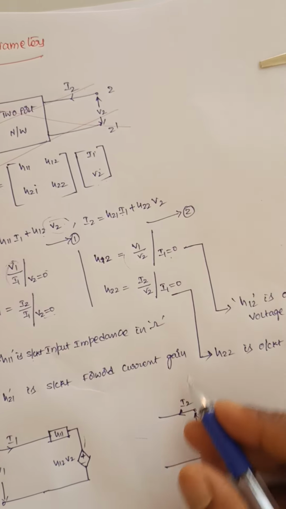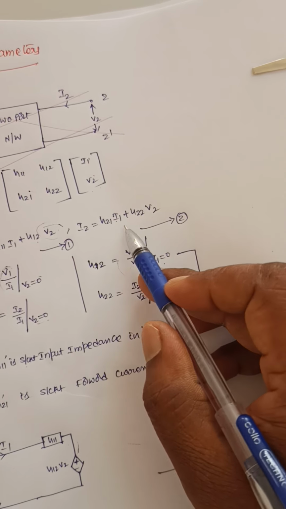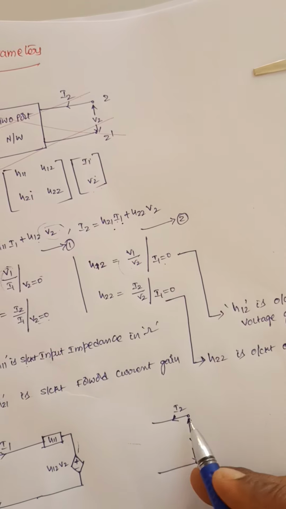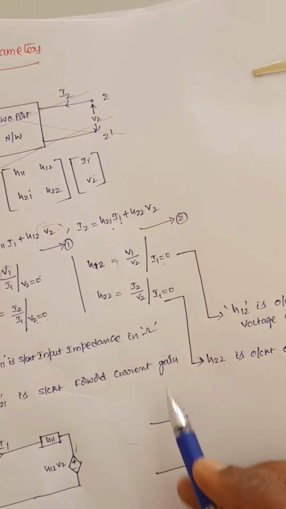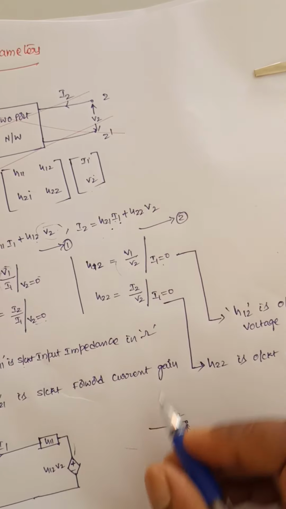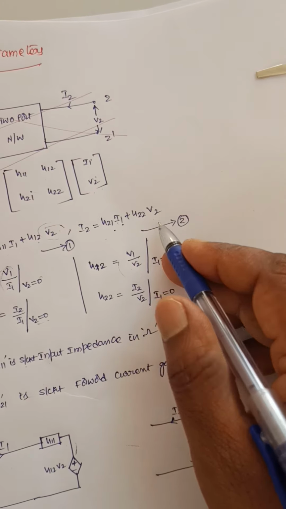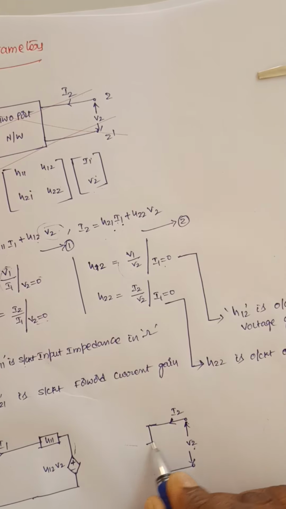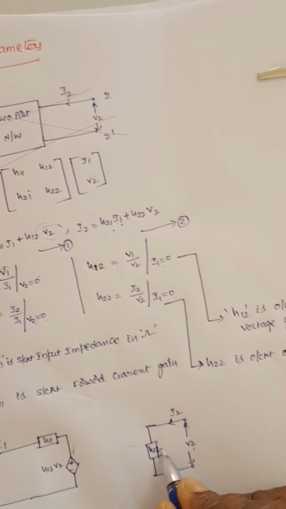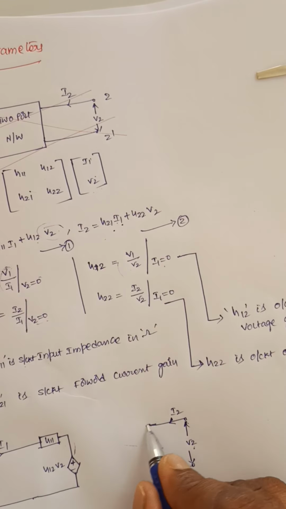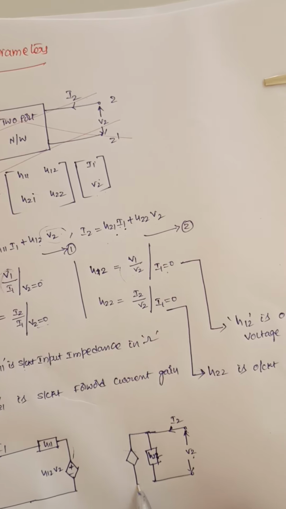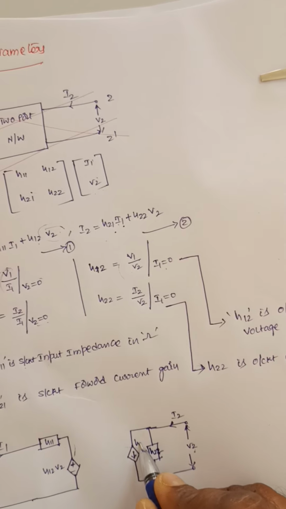Next, coming to this one, I2. Here I2 is equal to H21 I1. This is the input current. That means this output side circuit depends upon this input side current. So H21 I1. Next, H22 V2. See, this is H22. I can write like this. It is H22. Next, current source H21. Current source, it is H21 I1.